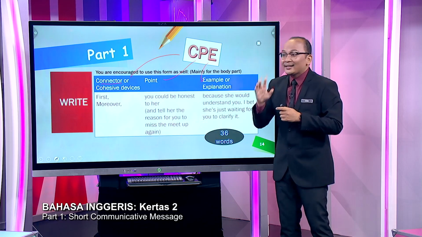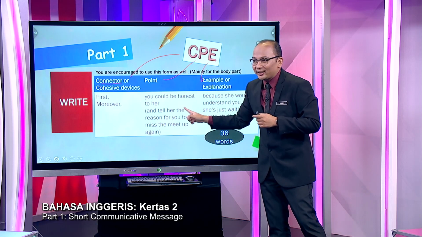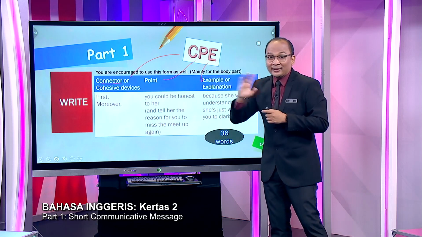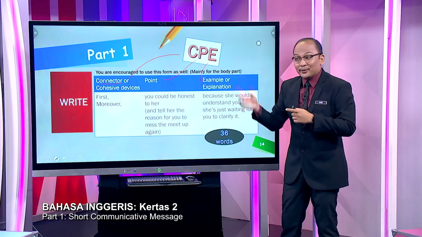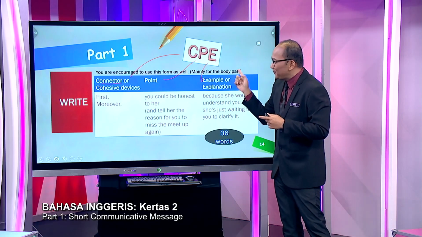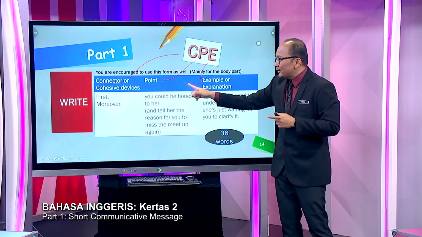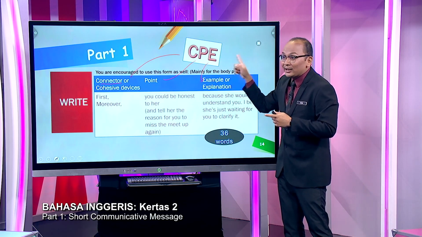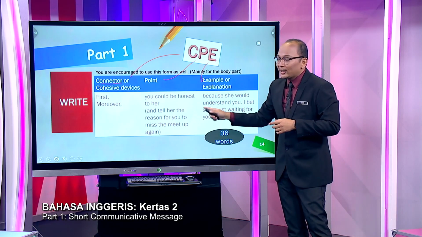Meaning that some students might write only until "you could be honest to her," which is already enough. But if you're very good, you can always add more. So don't be afraid, good writers, you can actually explain more. But please remember, for those who really want to score, the last step would be including the example or explanation for the reason that you already gave.